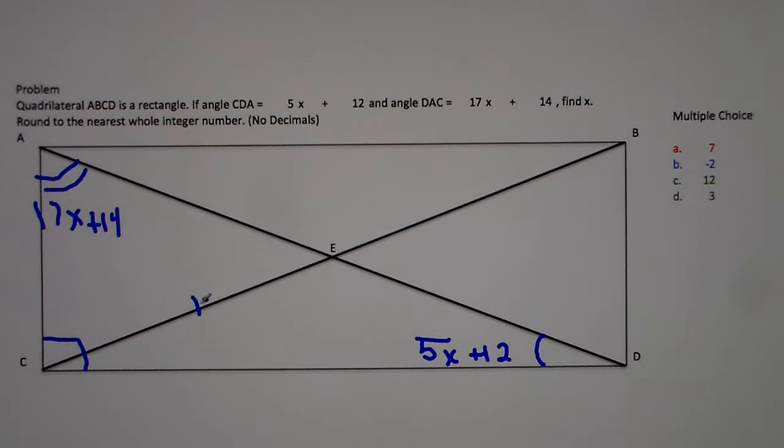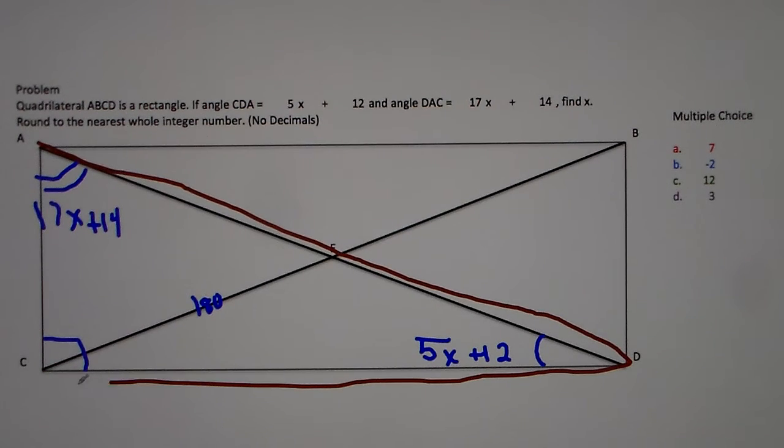It's a triangle. I'll highlight that triangle again for you. So this is a triangle. So this guy plus this one equals 180. 17x plus 5x gets you 23x. 14 plus 12 gets you 26. Plus the 90 equals 180.